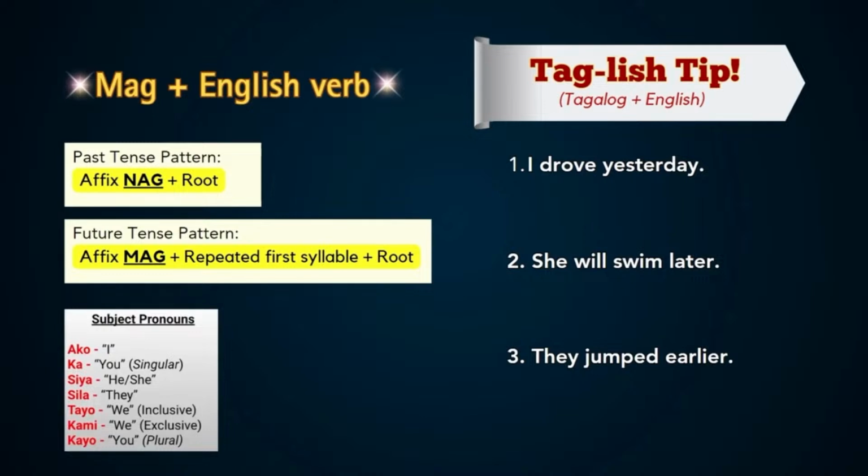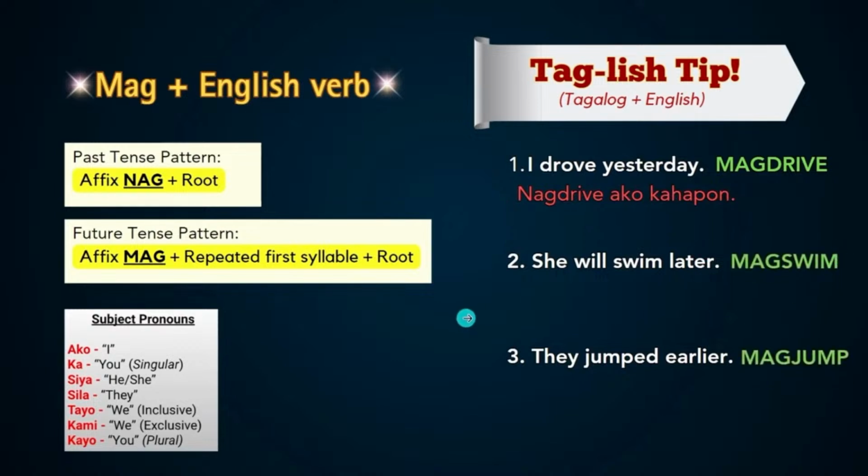So let's take a look at number 1, I drove yesterday. What if I told you to use MAG drive? Now conjugate it in the past tense because it's drove. I drove yesterday. It would be nag-drive. Nag-drive ako kahapon. I drove yesterday. So see, we are just using the pattern that we've already learned and using this MAG plus an English verb. So go ahead and try number 2 and 3. You can use MAG swim and MAG jump. And then we'll go over it in just a second.